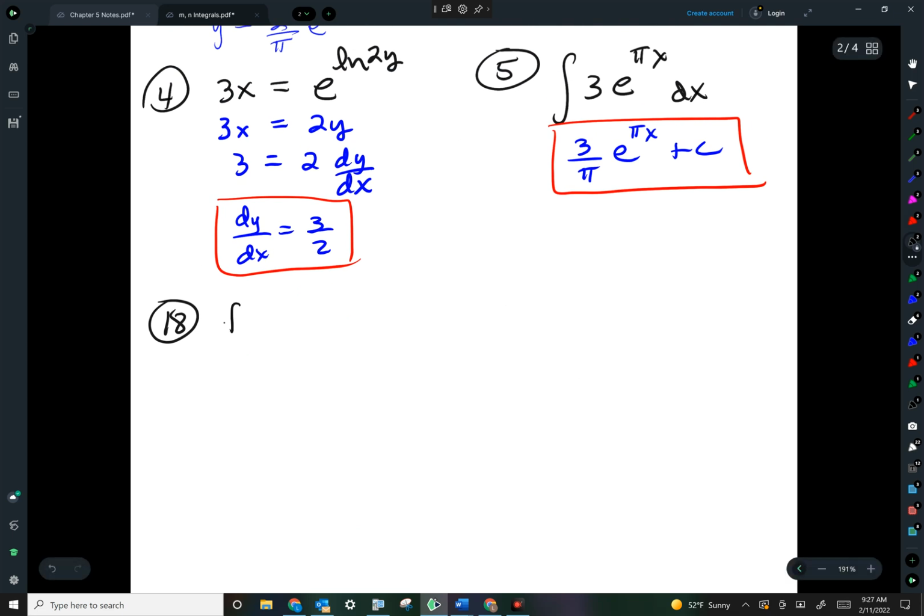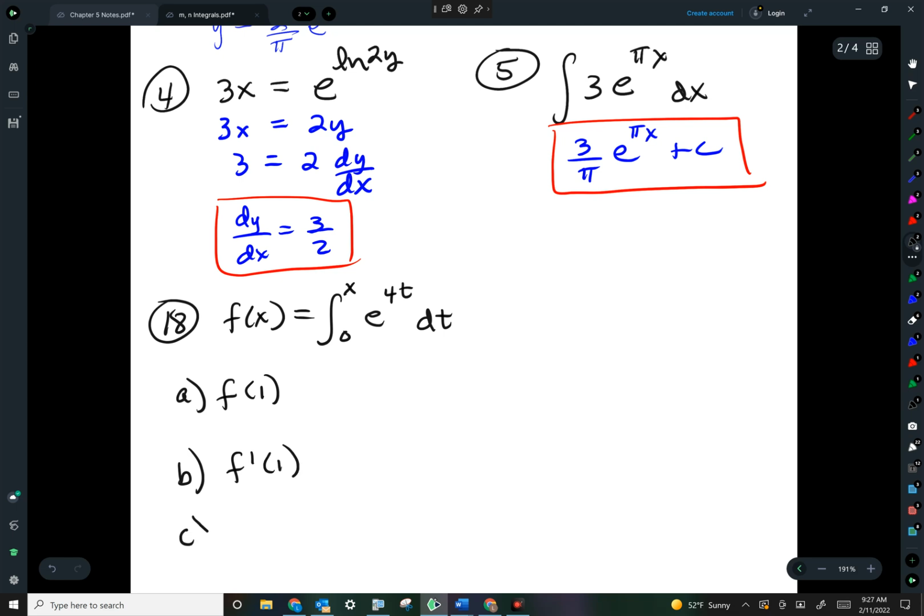If f of x equals the integral from 0 to x of e to the 4t dt, then part A is find f of 1. Part B is find f prime of 1. And part C, f double prime of 1. Part A is the hardest part. B and C are the easier parts. It's not that hard, but it's the hardest. Or I should say the most steps.